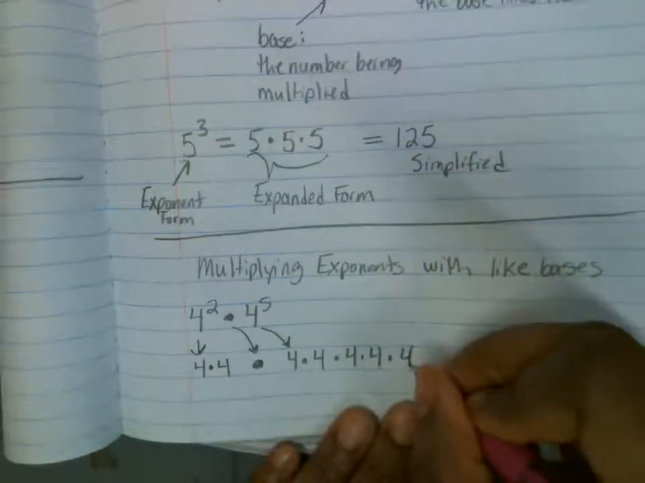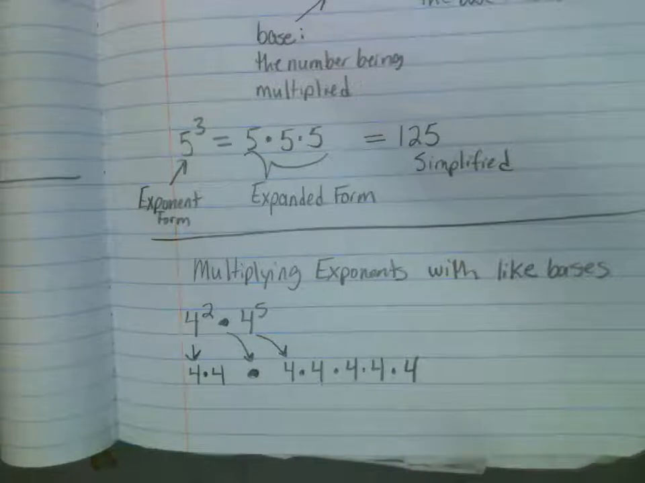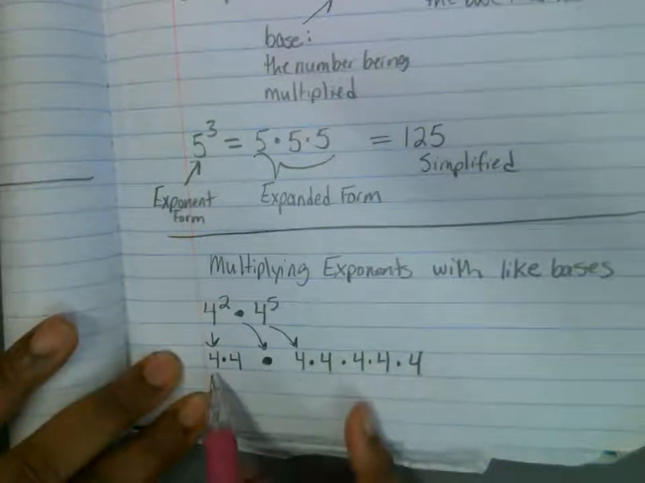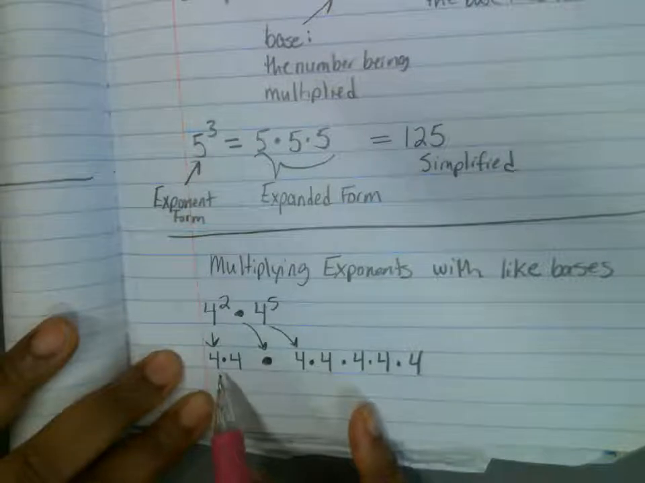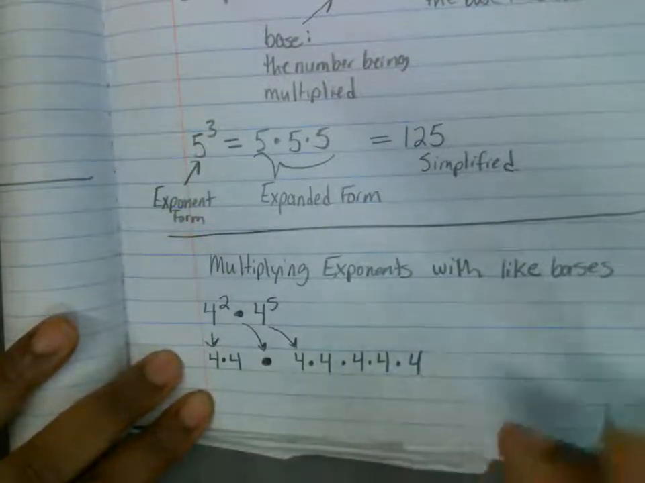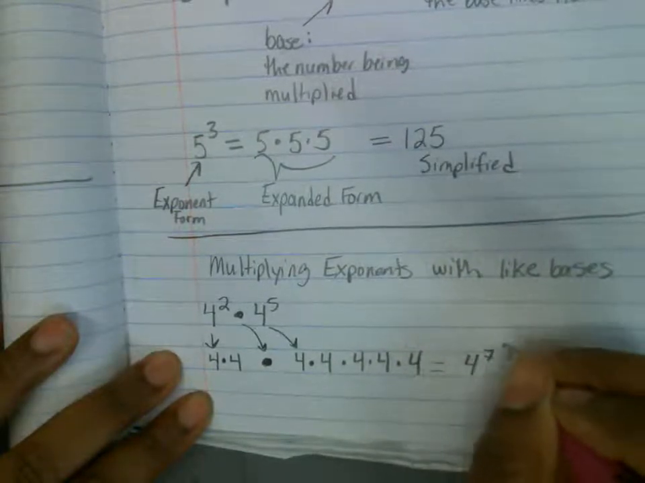So in most of these cases, if not all of them, they only want you to answer. They don't want you to simplify it completely unless they say simplify it completely. They want it in exponent form. So the answer to this is going to be 4 is being multiplied a total of 1, 2, 3, 4, 5, 6, 7 times. So my answer is 4 to the 7th power.